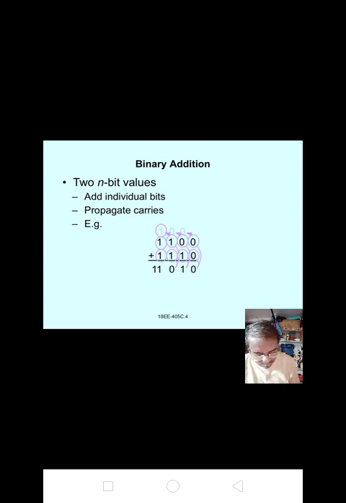0 plus 0, 0. 0 plus 1, 1. 1 plus 0, 1. 1 plus 1: sum is 0, carry is 1. 1 plus 1 plus 1: sum is 1, carry is 1. This is the sum value, this is the carry value. Okay, this is the main criteria of binary addition.